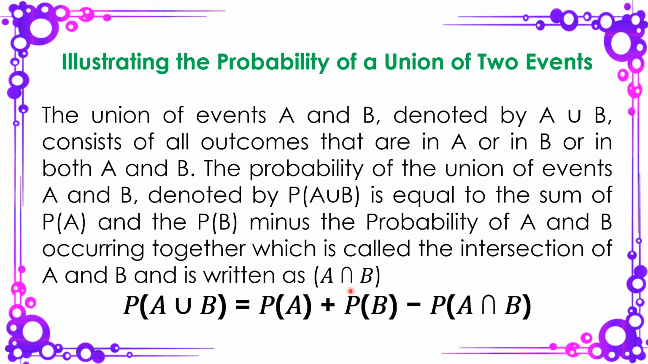So here is our formula for illustrating the probability of a union of two events. So this is the symbol. P of A union B is equal to P of A plus P of B minus the probability of A intersection B.